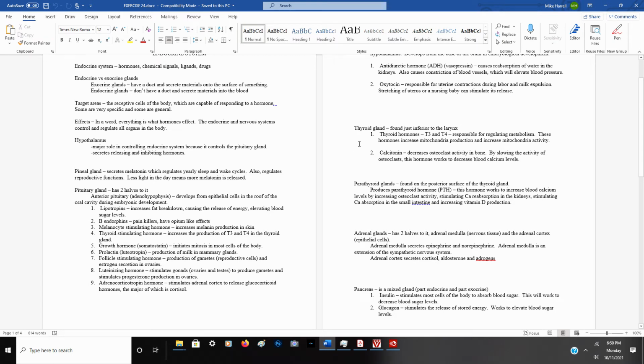That'll bring us to the thyroid gland. Now this is found just inferior to your larynx, right? Go right below your voice box. It's wrapped around your trachea and esophagus. You can't feel it, but it is there.